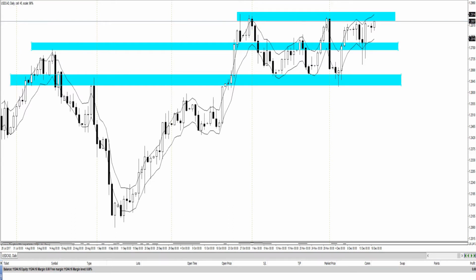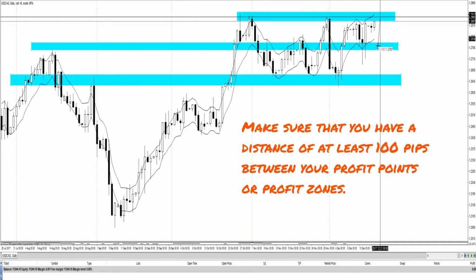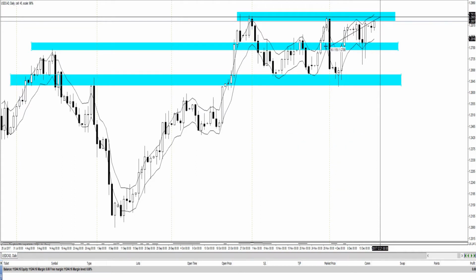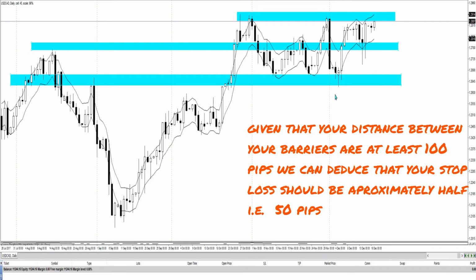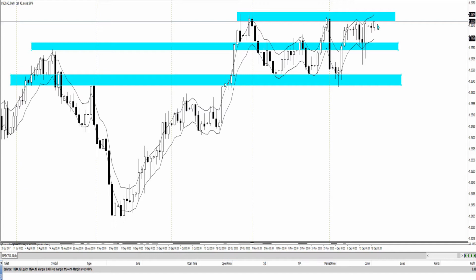So the first step in target making, or in finding your target, is to measure the distance between the barriers. We have our resistance barrier, and our first area where prices might struggle is about 100 pips away. So that's good. And then our second area, again, is a 200 pip distance away. So we can judge from this our potential stop loss. We're probably not going to have a stop loss less than about 50 pips, because maybe this would be our first target, depending on how prices approach this area.